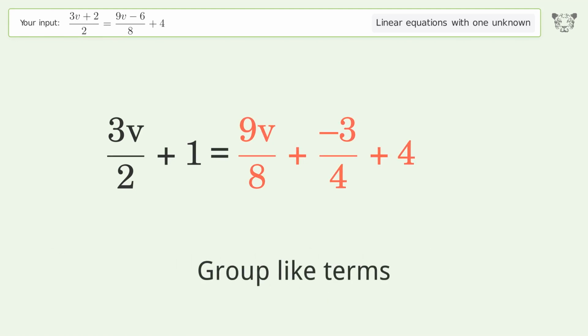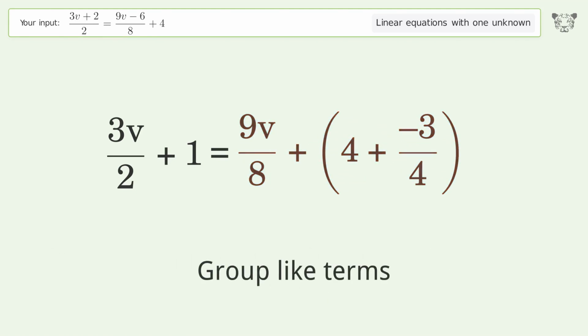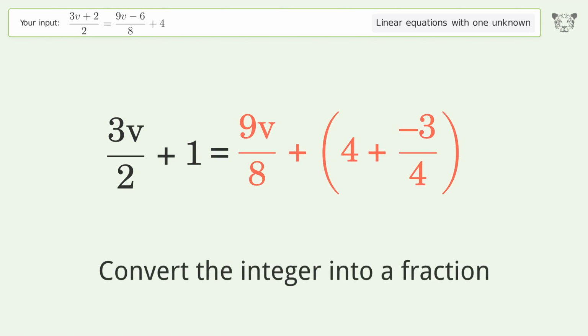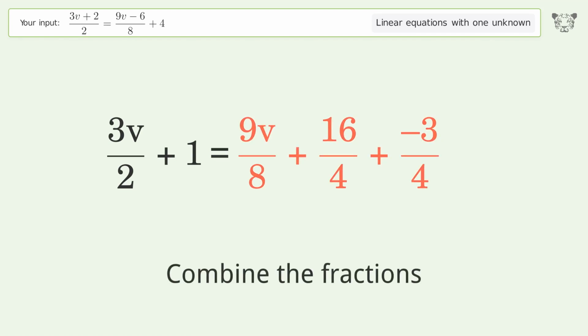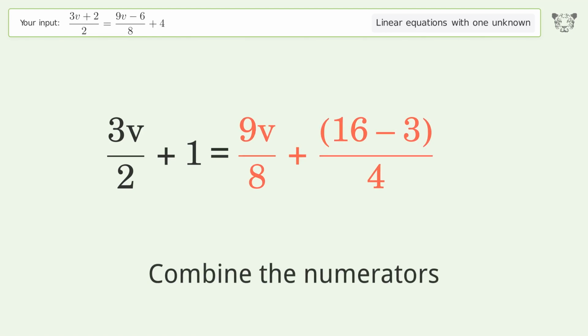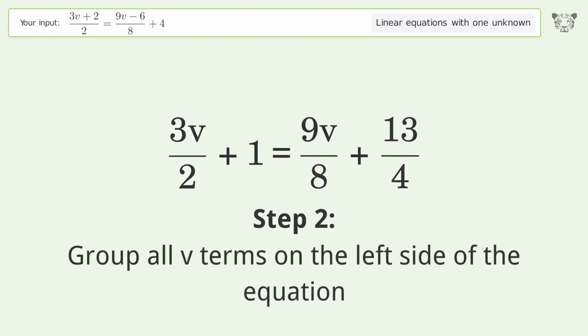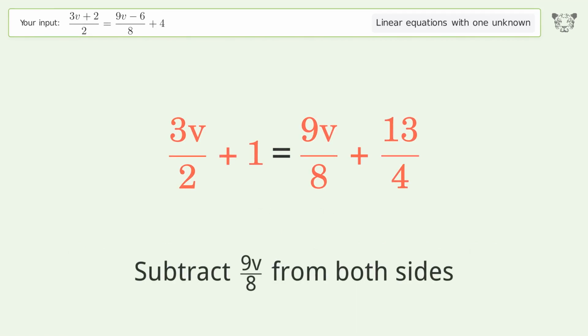Group like terms. Convert the integer into a fraction. Combine the fractions. Combine the numerators. Group all v terms on the left side of the equation. Subtract 9v/8 from both sides.